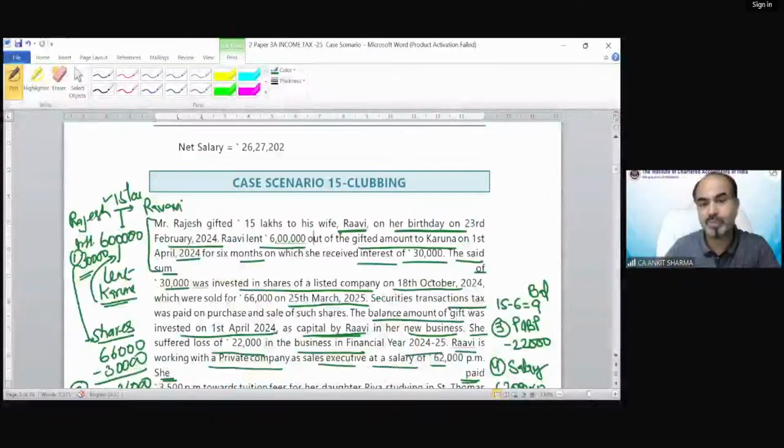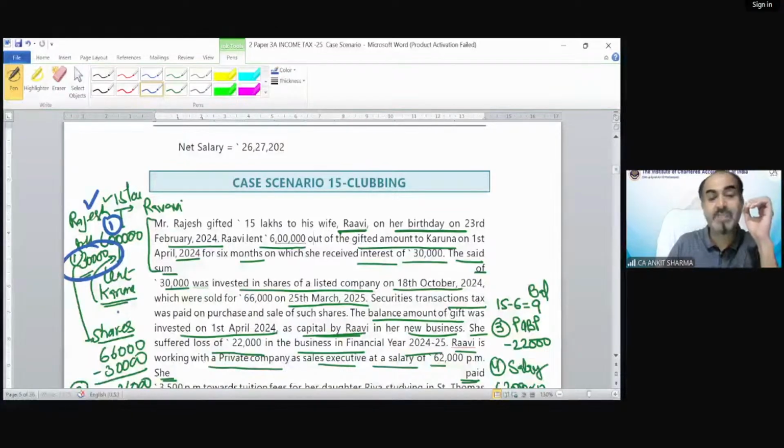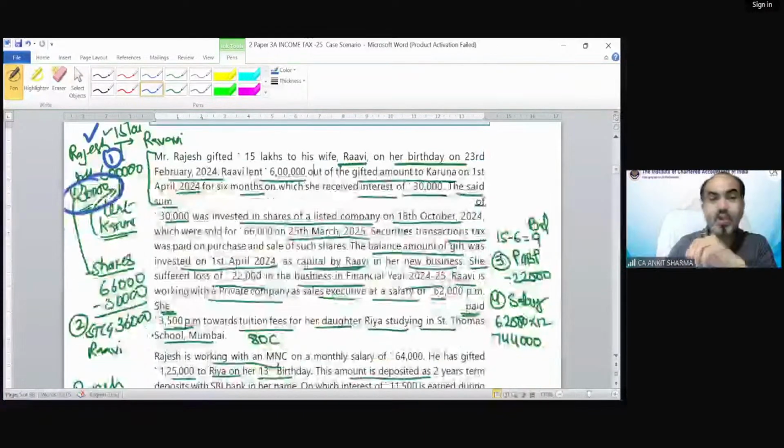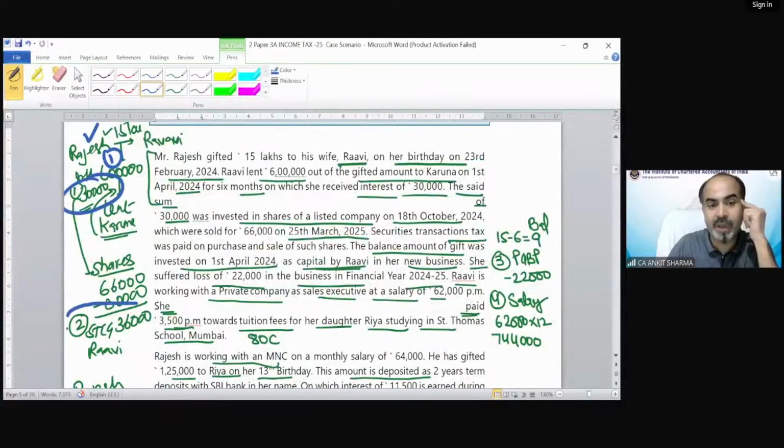Before that, let me tell you, any amount which has been gifted by Mr. Rajesh to Ravi, and out of that amount whatever income she is earning, is going to be clubbed. So technically, this 30,000 is going to be clubbed in the hands of Rajesh. But when the clubbed income has been invested to earn some other income, then there is no clubbing. So this 36,000 rupees is going to be the income of Ravi only. That is not going to be clubbed.